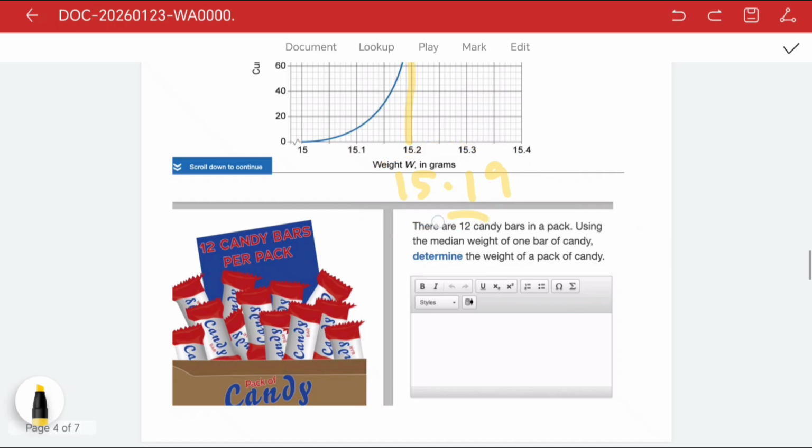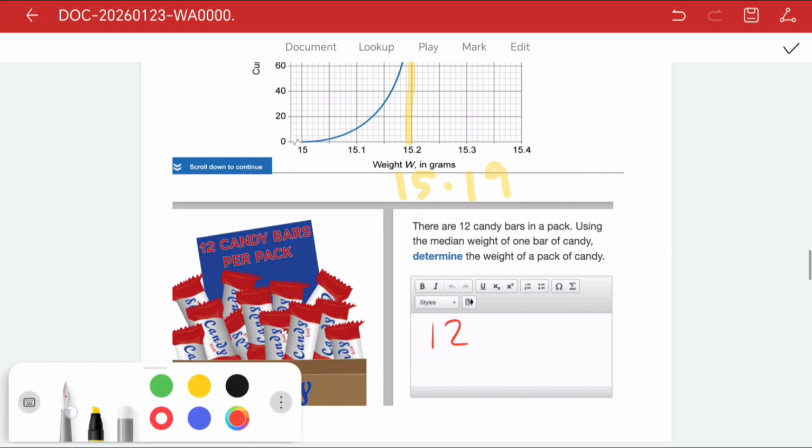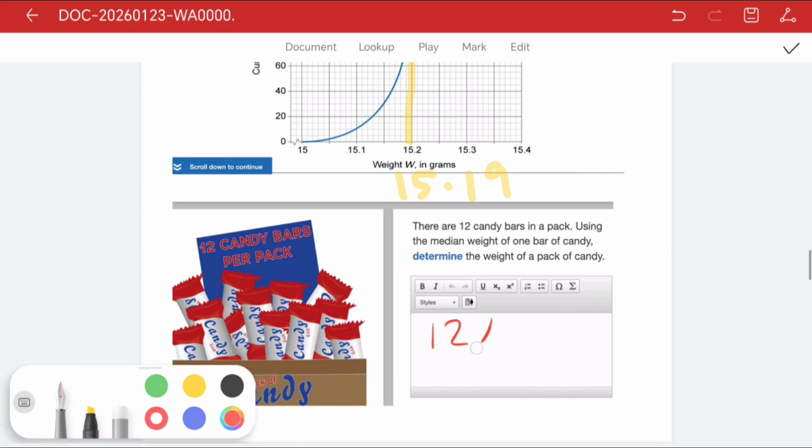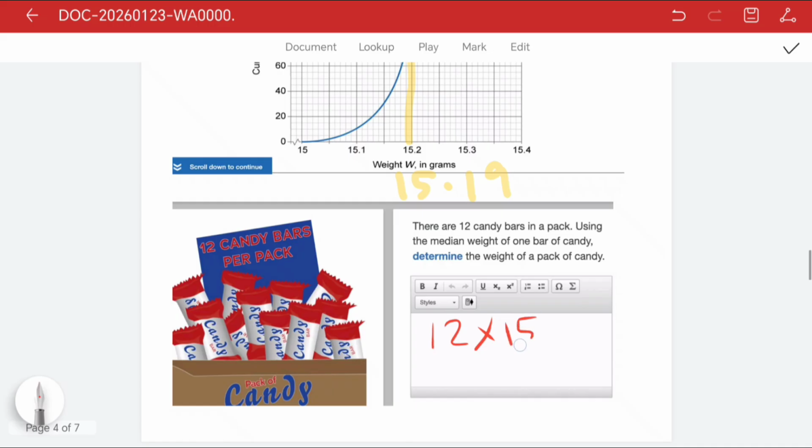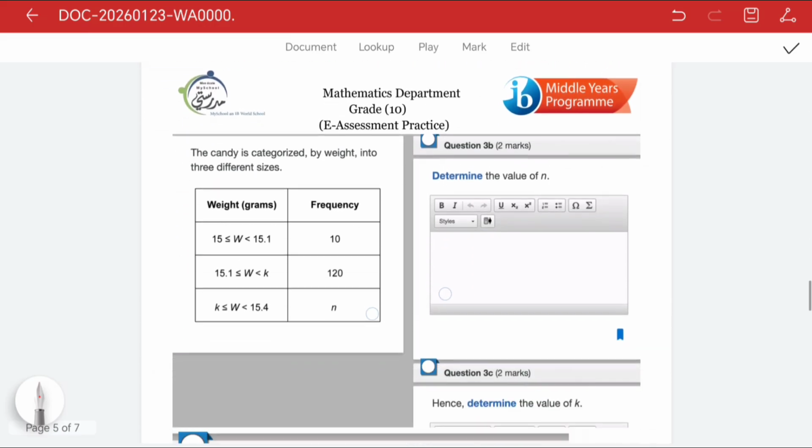So this is the weight of 1 bar. Total are 12 bars. So we will write 12 multiplied by 15.19, which is equal to 182.28, or 182.3 after rounding. So this is the weight of 12 candy bars. Look at the next question.